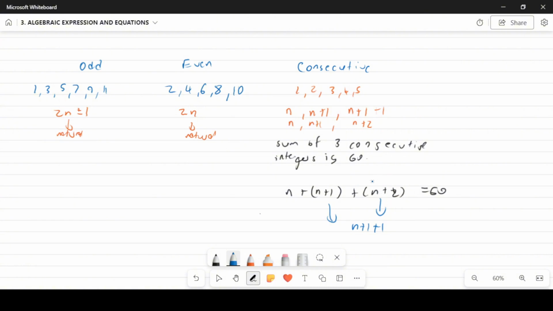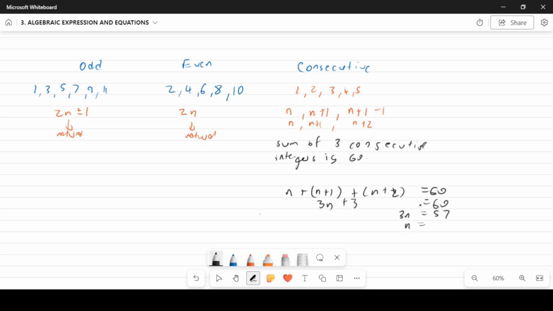Do you understand? Right, so if I have to look at this, it'll be n plus n plus n, which is 3n. The reason I can add them is because the variable and the exponents are the same. So whenever you're dealing with variables, you need to check whether the terms are like before you actually add them. 1 plus 2 is 3, is equal to 60. Then 3n is equal to 57.